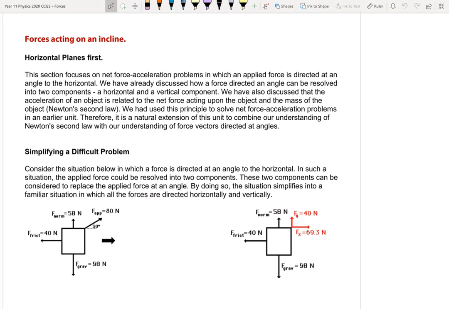Okay. So, I've stolen this from the physics classroom, a very good website with heaps of diagrams and interactives and question sets that you can have a look at. Net force acceleration. All right, so it's Newton's laws. We've already discussed, if you've got a force, you can resolve it into horizontal and vertical. You're just going to use sine theta and cosine theta. We've also said the acceleration is F divided by M. A natural extension is now to combine Newton's second law with force vectors that are directed at angles.